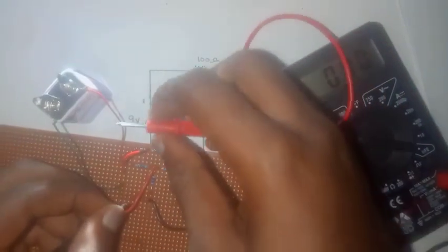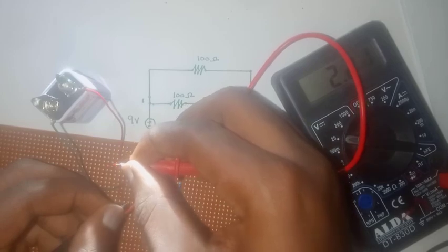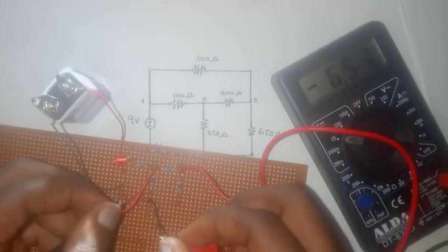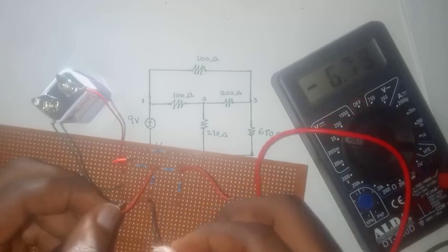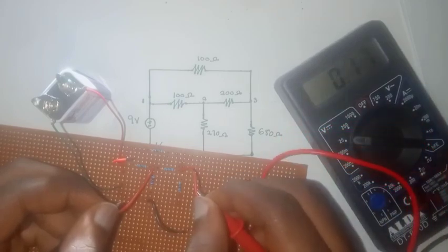Okay, so we make node 2 our reference node, and we connect our positive to node 1. I get 2.21 volts. Then at node 4, we have a voltage of minus 6.79, and at node 3 we have a node voltage of 0.20.